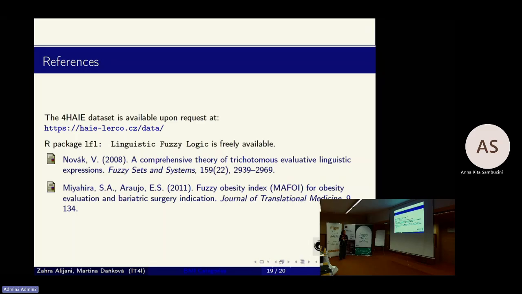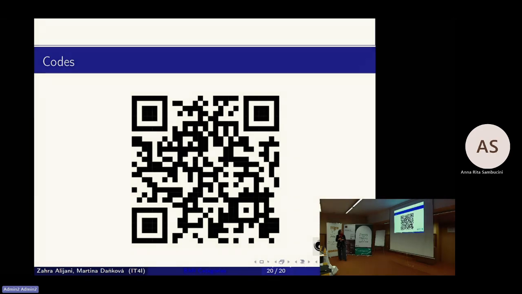The R package, which I think is publicly available, right? And the paper of Professor Novak. And here is the QR code for the repository, which is available in R. And the part that is for random forest is in Python.